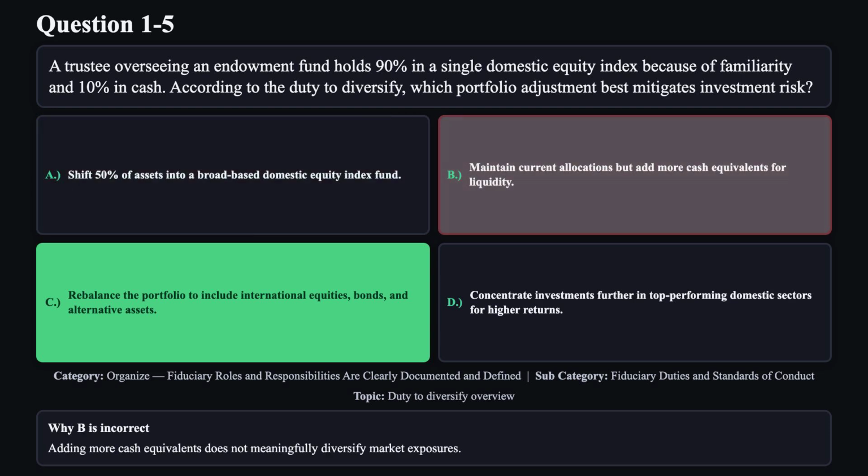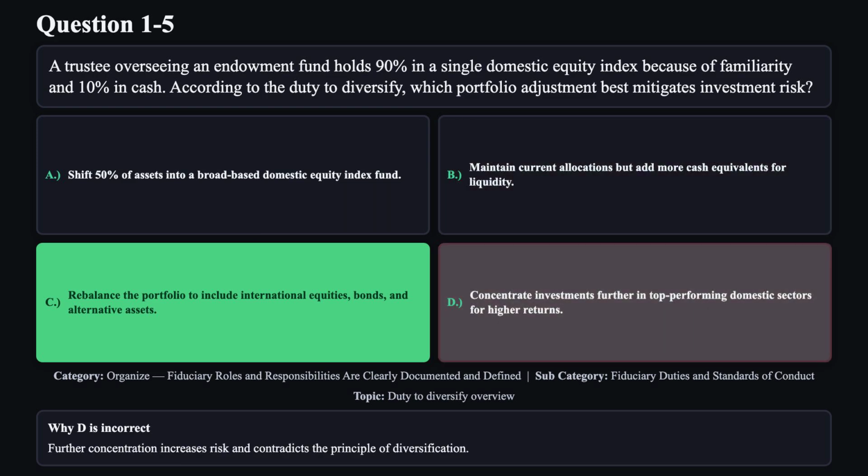Reason B is not correct. Adding more cash equivalents does not meaningfully diversify market exposures. Reason D is not correct. Further concentration increases risk and contradicts the principle of diversification.